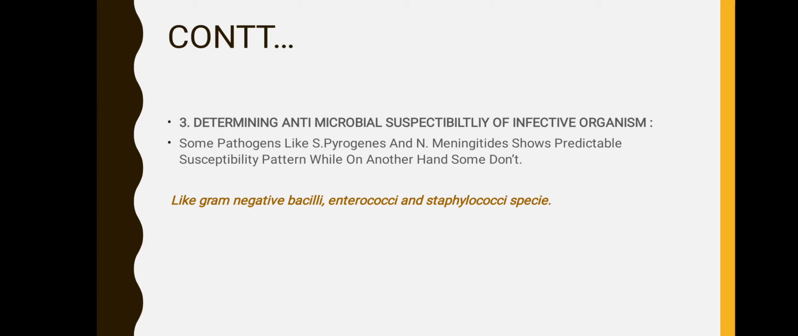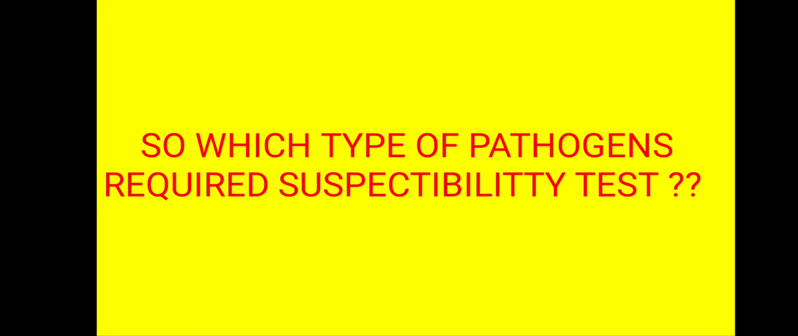These three organisms require susceptibility testing, and why? Because they show different susceptibility patterns at different times, whilst on the other hand some pathogens show a predictable susceptibility pattern, that are Aspergillus and meningitis. So which type of pathogen requires the susceptibility test? The answer is given in the previous slide.